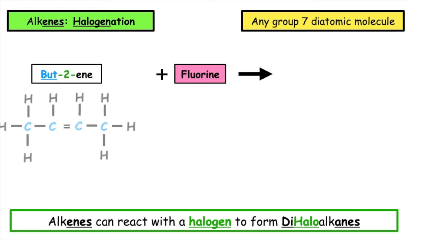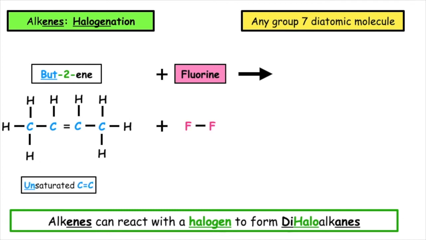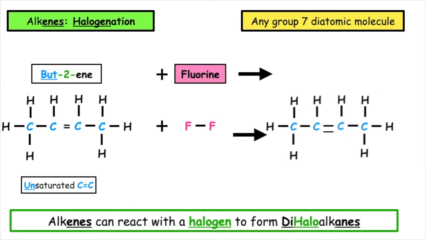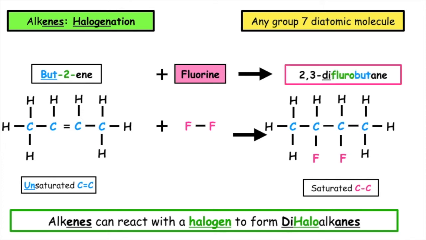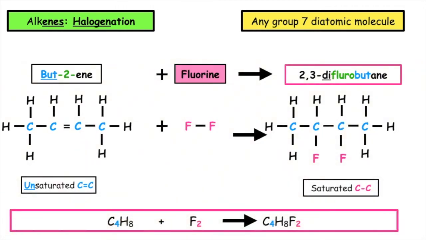So we have but-2-ene and we add fluorine. The carbon-to-carbon double bond breaks and a single fluorine adds to each of the carbons which had the carbon-to-carbon double bond. This is now saturated, so it has carbon-to-carbon single bonds. So the name of this new product would be 2,3-difluorobutane. If we were to change this into the molecular formula, it would be C4H8 plus F2 goes to C4H8F2.